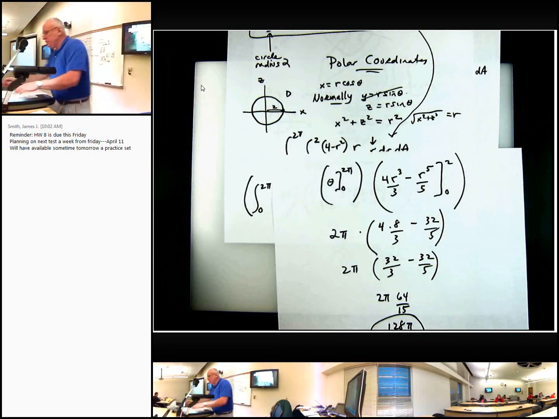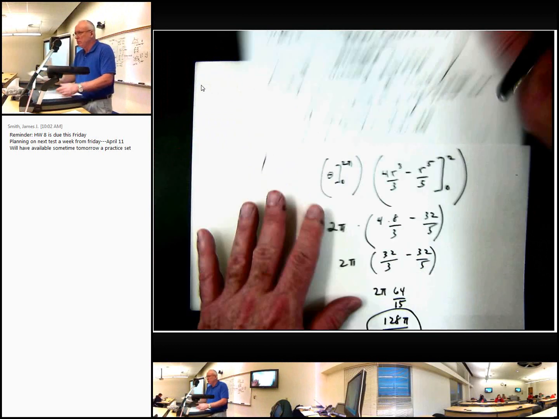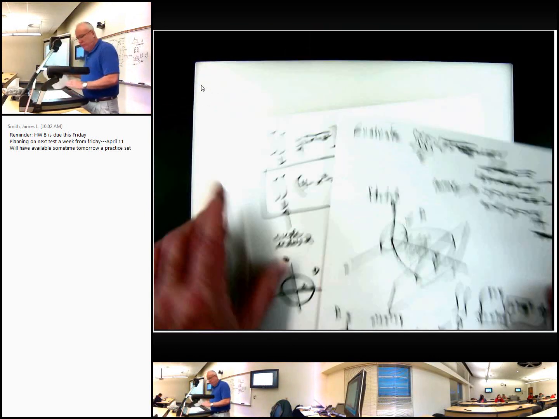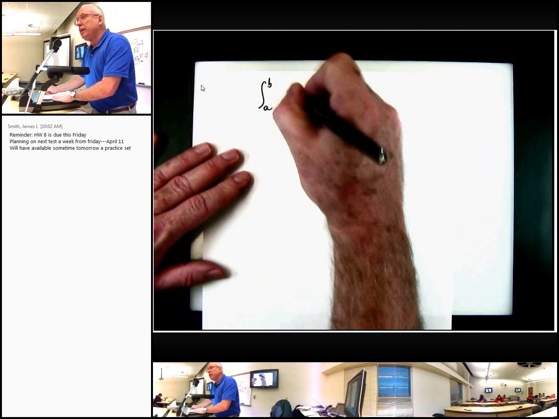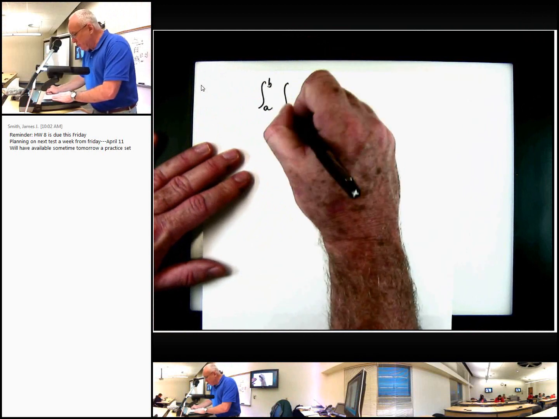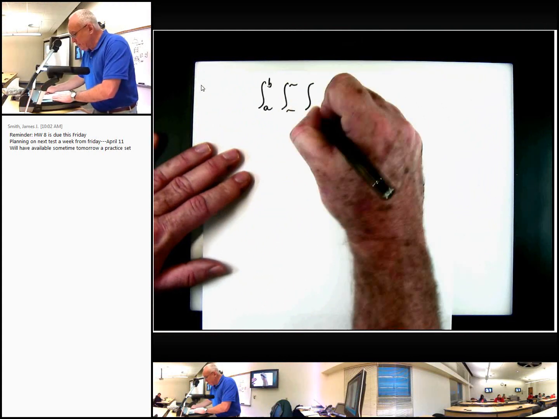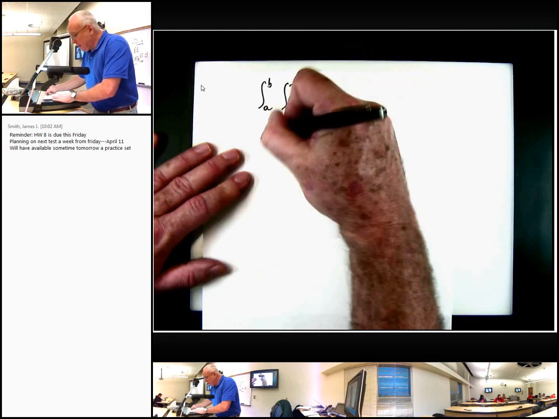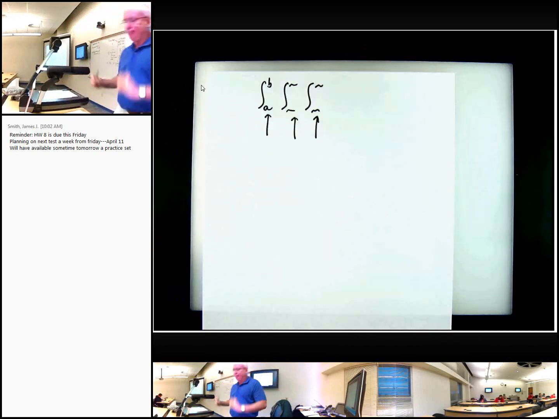The whole key with these triple integrals is getting it set up as that iterated integral initially. What iterated means is something like this: outer integral from a to b. Then we have one from, say, maybe a function to something, and then we have our inside from something to something. Okay, we have the limits of integration. That's an iterated integral.